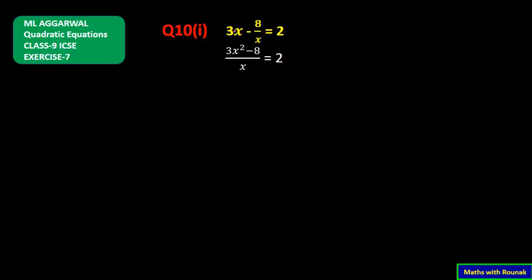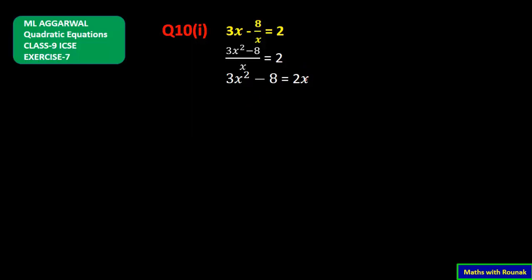as the denominator of 3x is 1, and we'll multiply x with 3x, which will give us 3x squared, and minus 8 will remain minus 8 as the denominator is x. So 3x squared minus 8 upon x is equal to 2. For making the calculation easier, we can multiply on both sides by x. After multiplying by x on both sides, we will get the result as 3x squared minus 8 is equal to 2x, as x into this x in denominator will cancel out, and 2 into x will give us 2x.